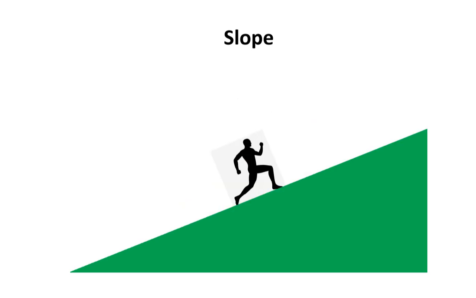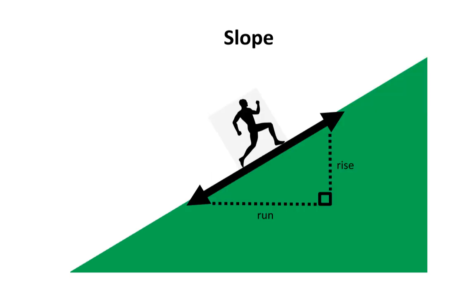As you can see here, there's a person running up what looks to be a less steep hill. But how could we describe the steepness of this hill with a number? We know it's less steep than the previous one, but how much more or less steep is it?